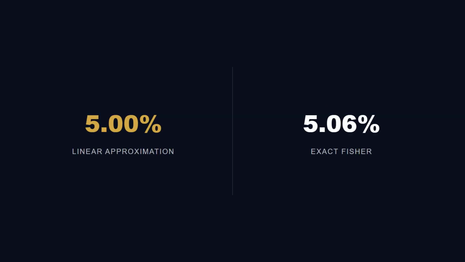Here is the approximation versus the exact answer. The linear approximation says nominal roughly equals real plus inflation. 2 plus 3 equals 5%. The exact Fisher equation says 1.02 times 1.03 equals 1.0506. Nominal is 5.06%. The difference is only 6 basis points here.